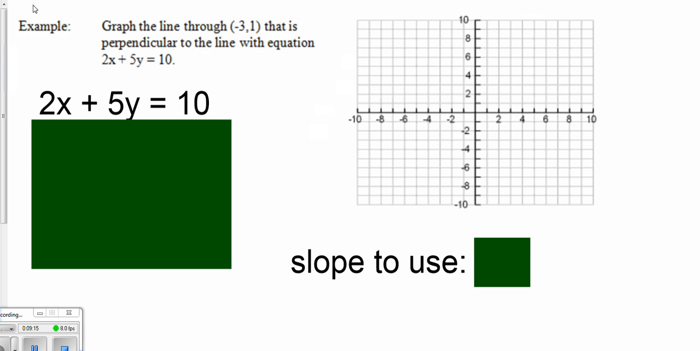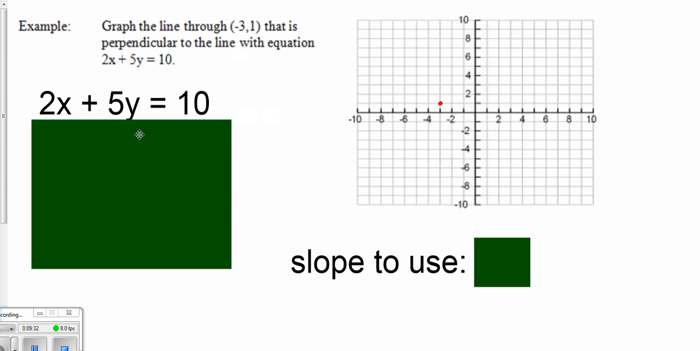We're going to do one last example then. Graph the line that goes through negative 3, 1. So I'm going to plot that right away. It's right here. Back 3, up 1. And it is perpendicular to the line with the equation 2x plus 5y equals 10.